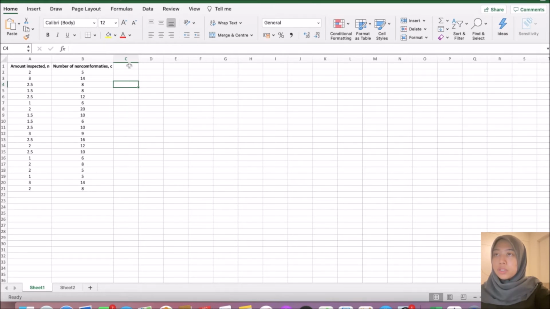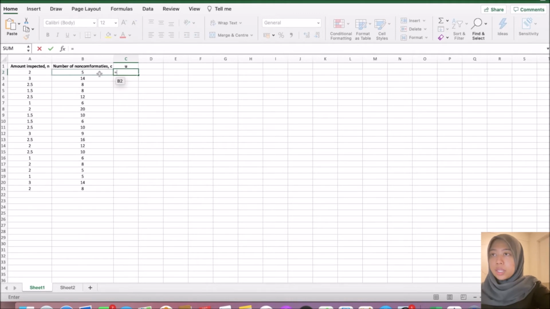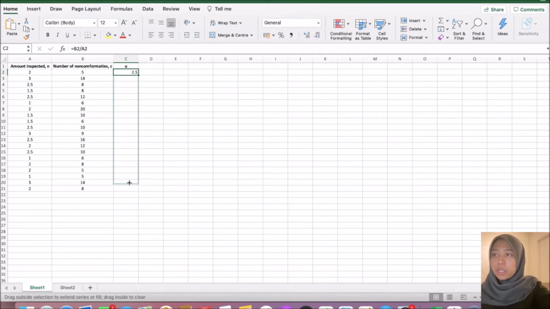So what we need to do first is get the values for U. So U here is C divided by N. We need to get all the values for U for each sample. We have 20 samples. All we need to do is drag them until the 20th sample, and then here you go.